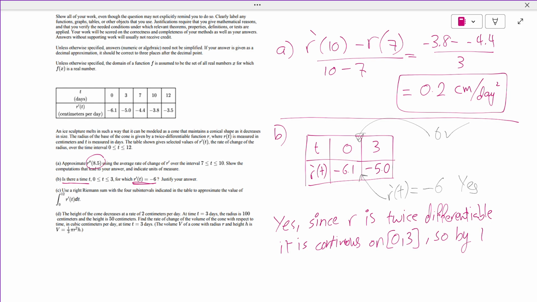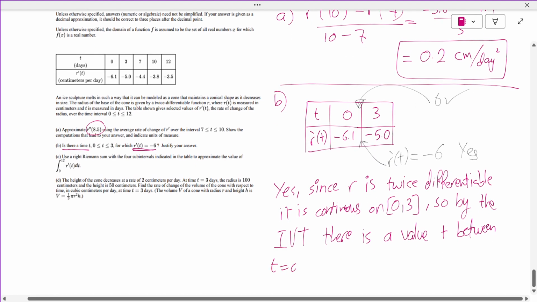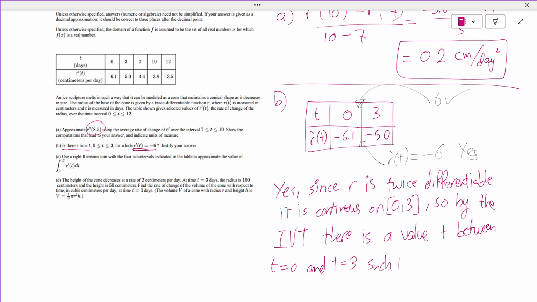So by the intermediate value theorem, there is a value T between T equals 0 and T equals 3, such that R prime of T equals negative 6.